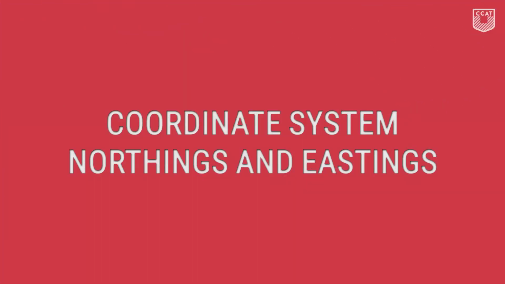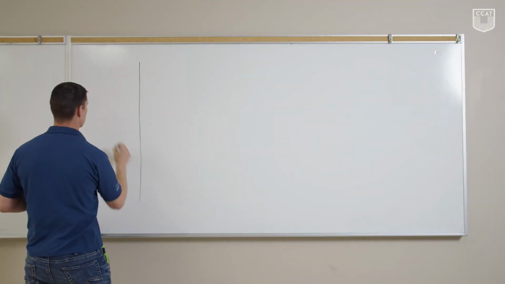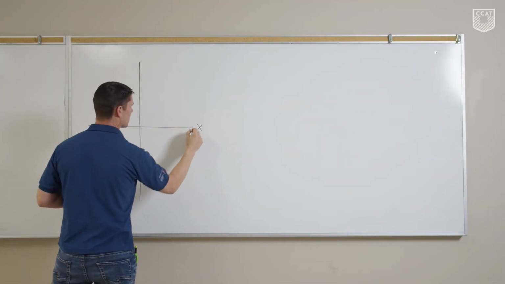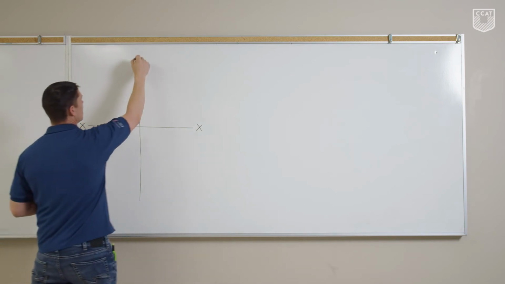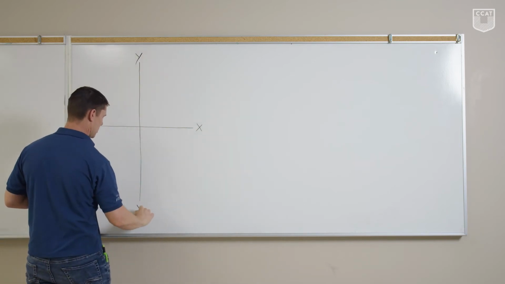We're going to take a few minutes here to talk about a coordinate system that we use with the total station in order to lay out buildings. This coordinate system is called northings and eastings. Okay, it works on an axis. So we've got our x-axis being the horizontal and our y-axis.